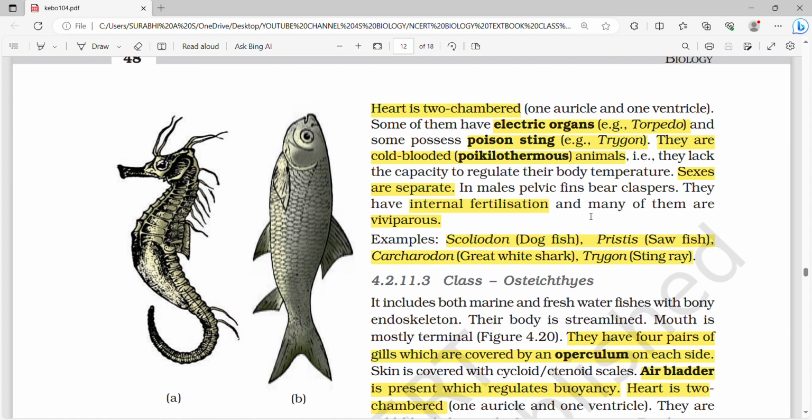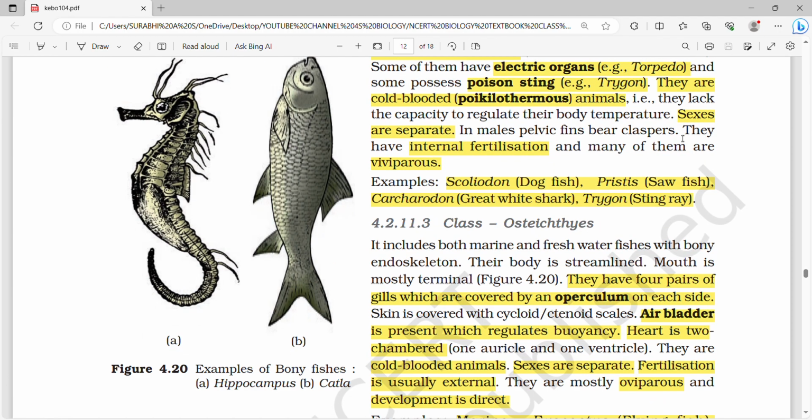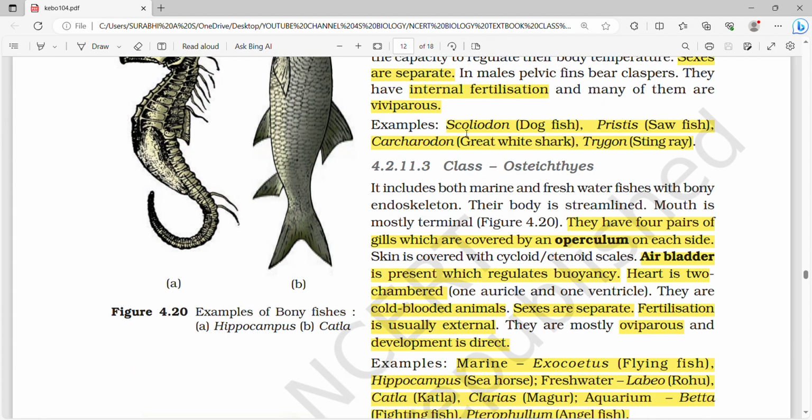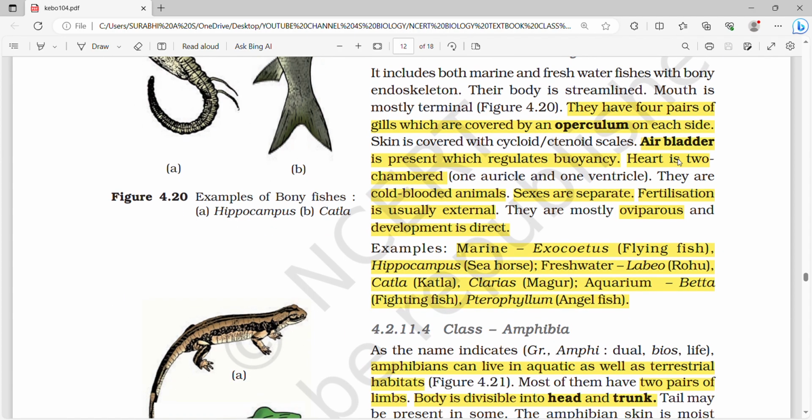Then the heart is two-chambered with one auricle and one ventricle. A few of them have electric organs, so you should remember this name, that is Torpedo. A few of them have a poison sting, that is Trygon, and they're cold-blooded animals. Sexes are separate. They have internal fertilization and are viviparous. Examples are Scoliodon, Pristis, Carcharodon and Trygon.